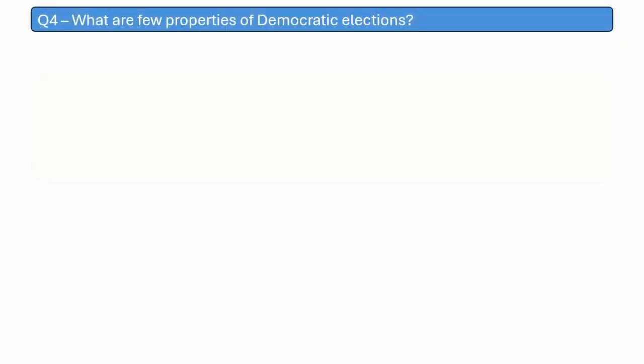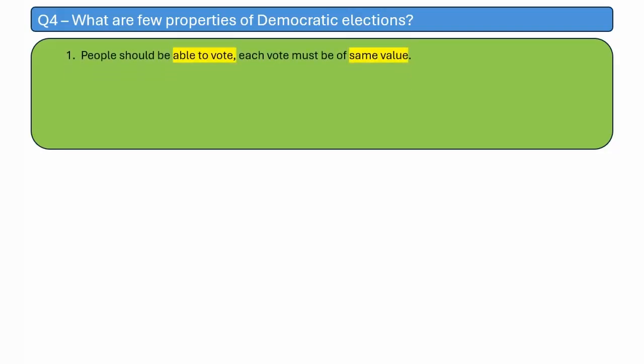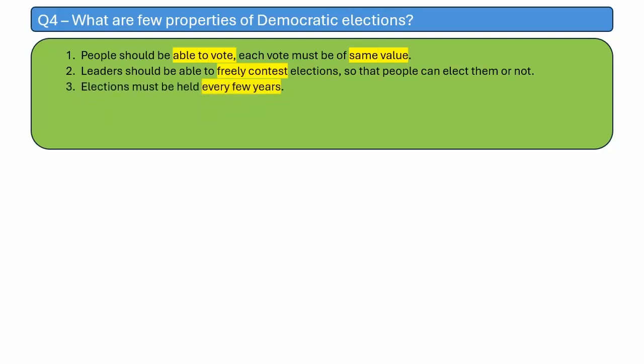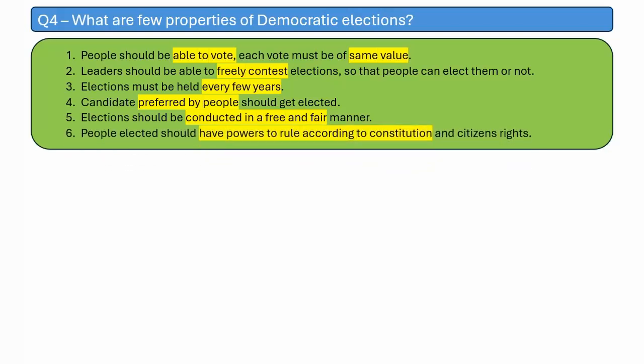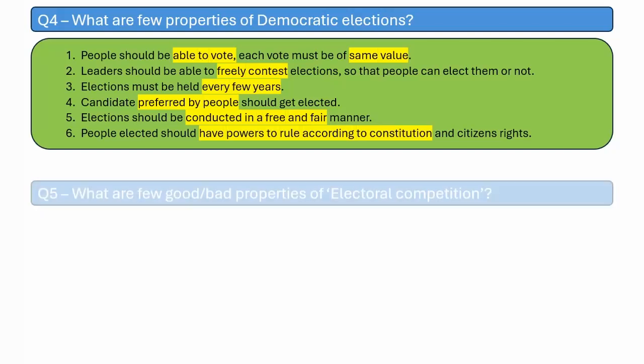What are a few properties of democratic elections? People should be able to vote and each vote must be of the same value. Leaders should be able to freely contest in elections so that the people can elect them or not. Elections must be held every few years. The candidate preferred by people should get elected. Elections should be conducted in a free and fair manner. People elected should have powers to rule according to the constitution and citizens' rights.